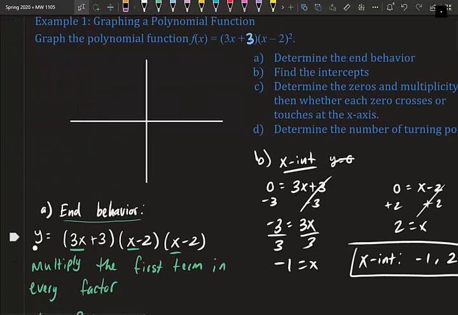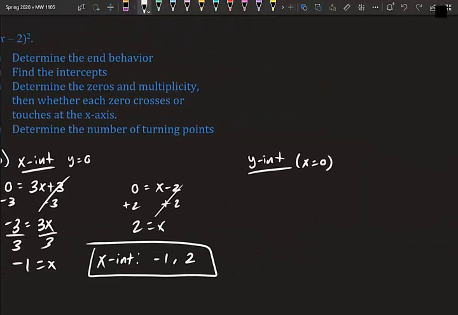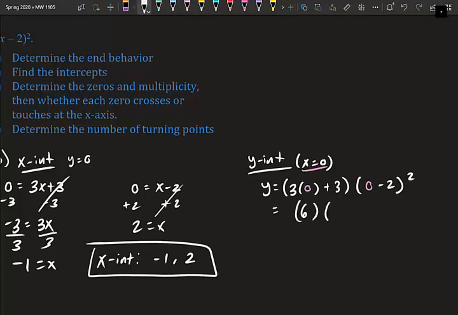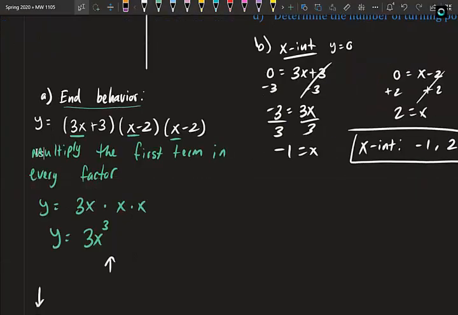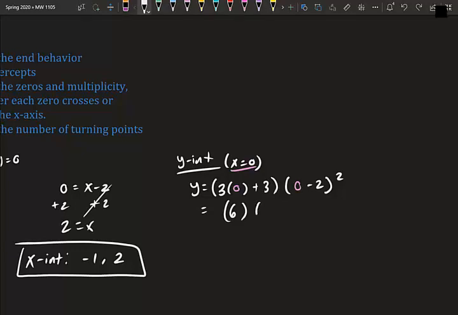Y-intercept, we actually have to put in the work. We have to make x equals 0. So we have y equals 3x, which is 0, plus 3 times x minus 2 squared, and the x we're replacing now is 0. So we have 3 plus 3 is 6. 0 minus 2 is minus 2. And that's going to still be squared, so we have 6 times 4, which is 24.